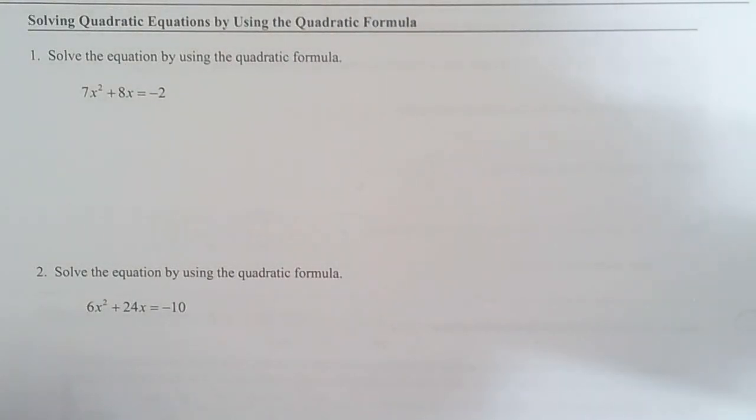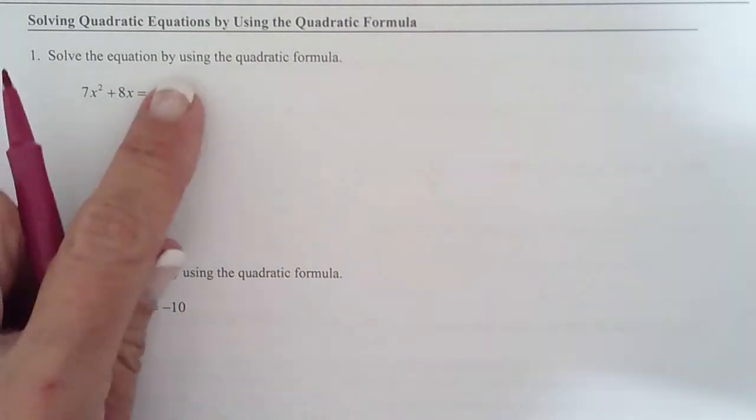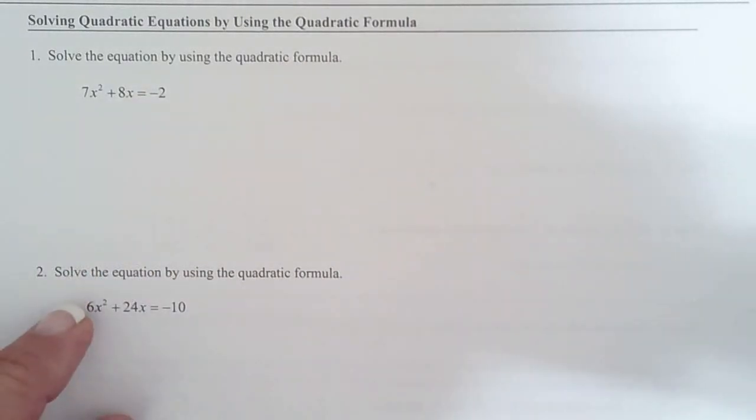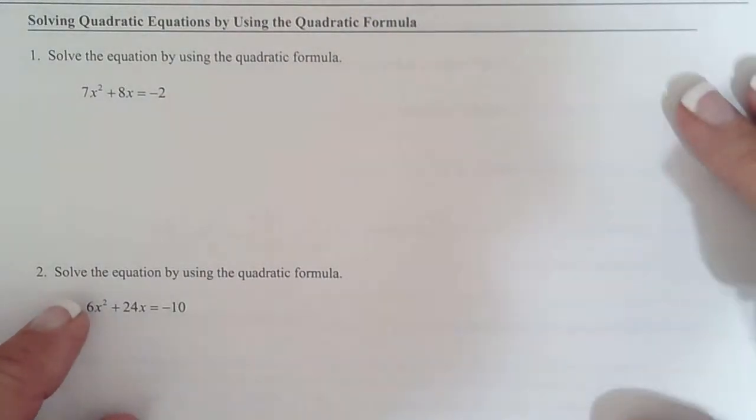Well, not everything factors. When you bring the 2 over here, we're looking for factors of 14 that add to 8, and there aren't any. So we need a plan B when something doesn't factor.